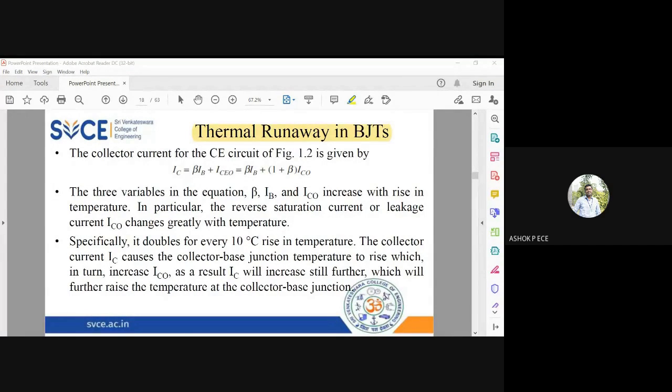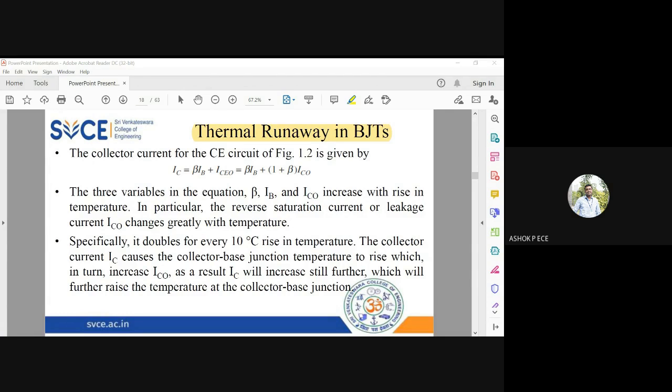Q point. Yes. See, all the beautiful names they have given in BJT will have significance. It is just not for fun that they have given runaway. Thermal runaway means because of the temperature, Q point is running away from the center. So that is a serious issue in BJT.